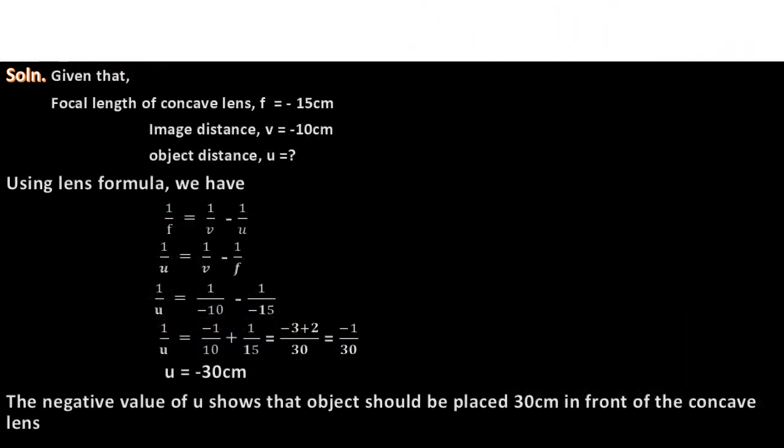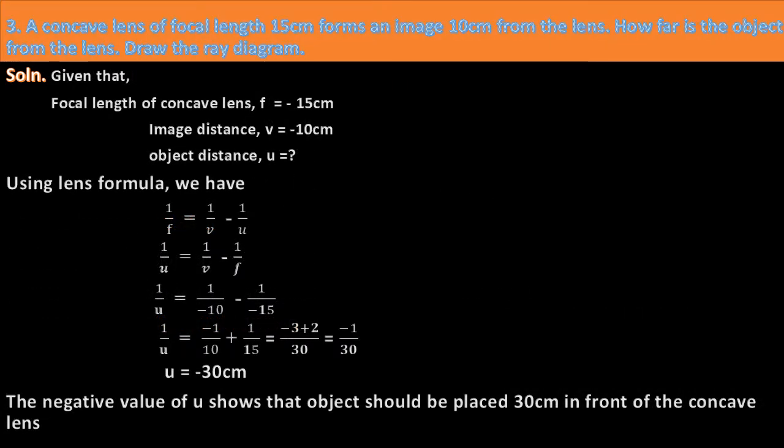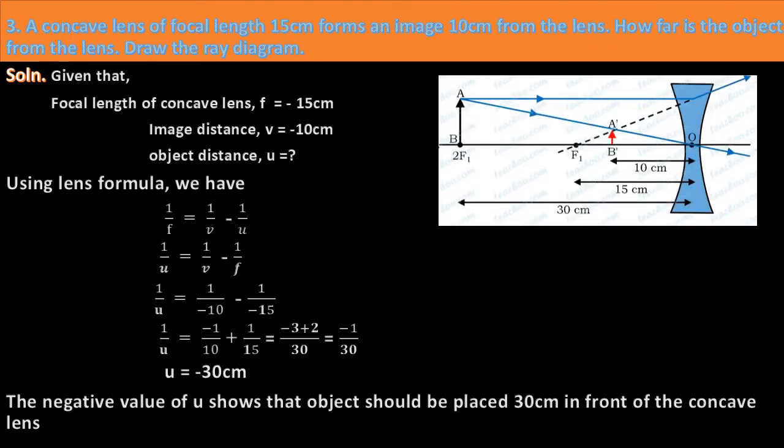Question number 3. A concave lens of focal length 15 cm forms an image 10 cm from the lens. How far is the object from the lens? Draw the ray diagram. So children, it's a numerical related to concave lens. So focal length of the concave lens, as we know, it's negative. So f is equal to minus 15 cm. Image distance is given there, and since it's a concave lens, we know v is negative 10 cm. We have to find where is the object kept, or we have to find the object distance u.